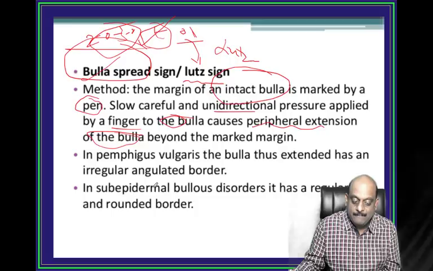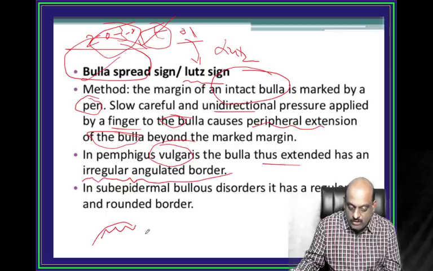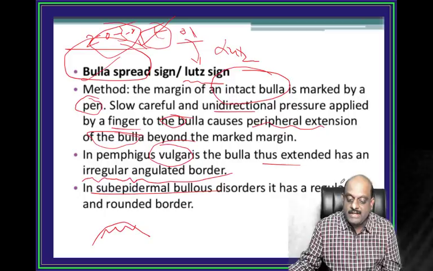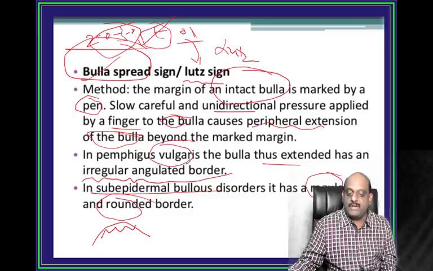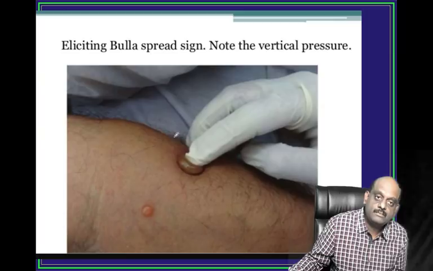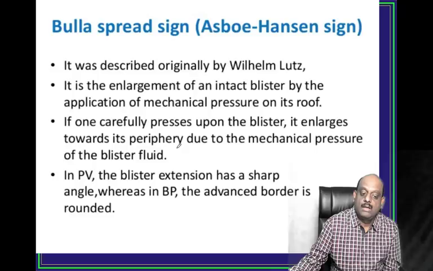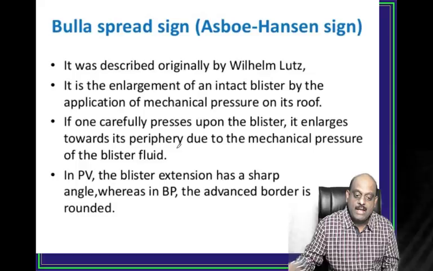So typically, if it is pemphigus vulgaris, the bulla has extended and it has an irregular angulated border. Whereas if it is a subepidermal bullous disorder, it has a regular rounded border. So that is how you can differentiate pemphigus vulgaris from the subepidermal bullous disorders. The list which I have shown you by using the bulla spread sign is what you need to remember. So how will you do the bulla spread sign? You apply a vertical pressure on the bulla, and it is also called Asboe-Hansen sign. It is the other name given for the bulla spread sign.